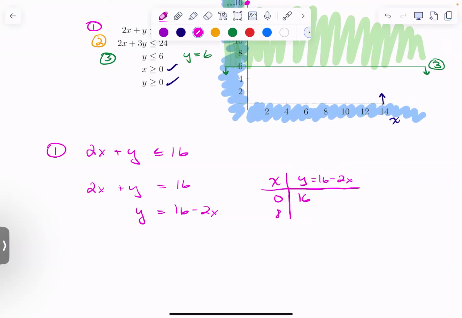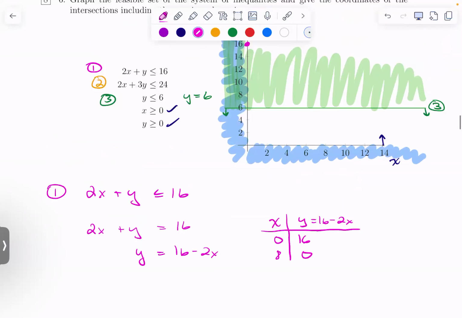Sixteen minus 2 times 8 is 0. But you could have put in any value of x. Doesn't matter. But it does make it nice to know where it crosses the x-axis.